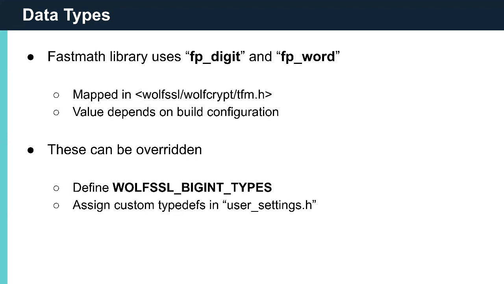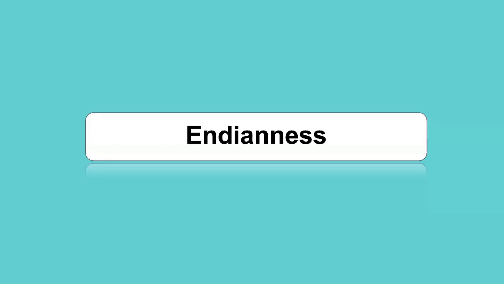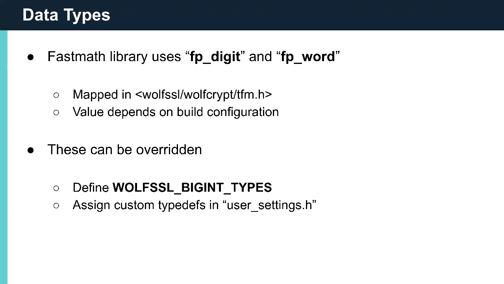One of our math libraries called fastmath uses an FP digit and FP word type. These are mapped in wolfssl/wolfcrypt/tfm.h, and the value of these does change depending on your build configurations. If you need to override these, you can define WOLFSSL_BIGINT_TYPES in your user_settings.h. I would say most people typically don't need to override those, but it's there as an option for you if you do need to.